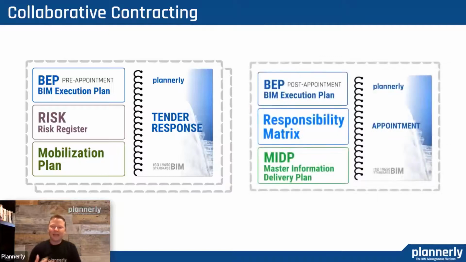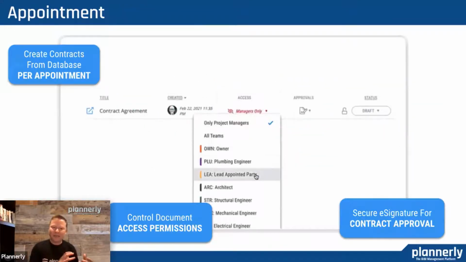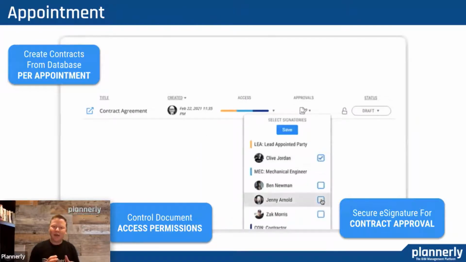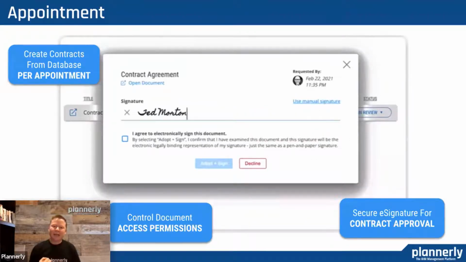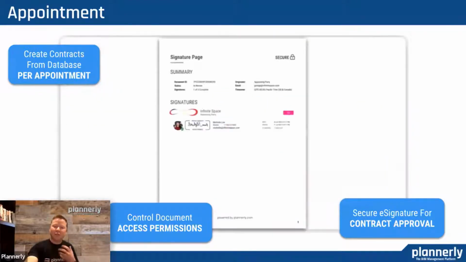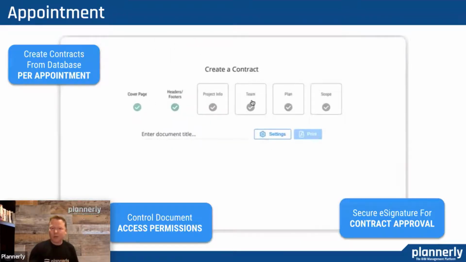We're now going to be adding into the mix the responsibility matrix and the task information and master information delivery plans that become a set of agreements for what's going to happen going forwards. The preview of some of this is that being able to store all of that in a database means that we can filter it very quickly and define a contract document per appointment, and then add access permissions and have people, whether it's typed or a manual signature with your finger or a mouse, have a secure way of digitally signing in a group of the teams that are required to be able to sign something.